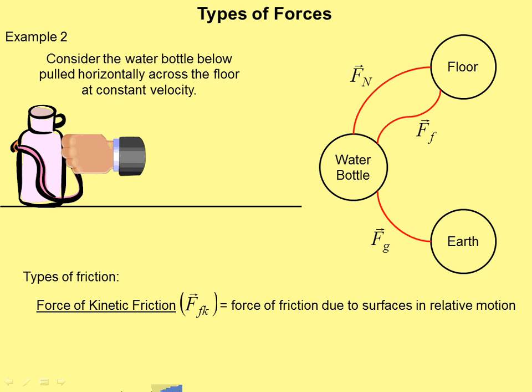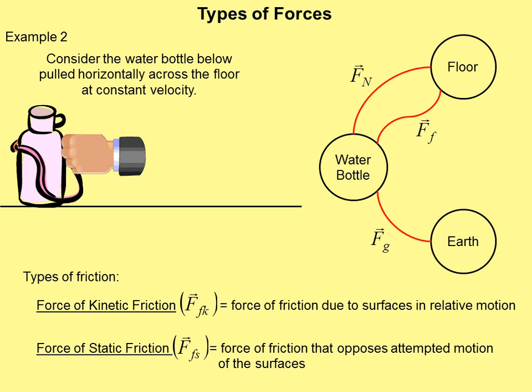And then there's a different kind of friction if the surfaces aren't moving. Say I pull on the water bottle, but it doesn't move. There's still something resisting the motion. If it was on wheels, it would move whenever I pulled it. And what's resisting that motion is called the force of static friction. Static has a very definite meaning in science. When something's static, it means it's not moving. So if you think of static electricity, for example, those are charges that are stuck. They're not moving on the surface. And if charges are moving, you have current. So static means not moving. So this is F sub Fs.